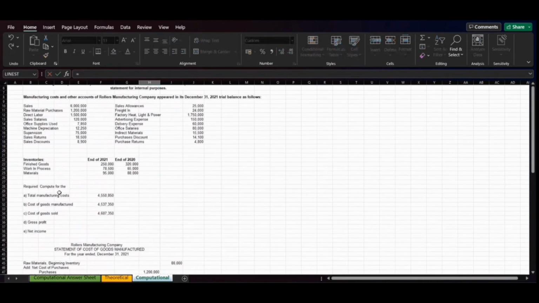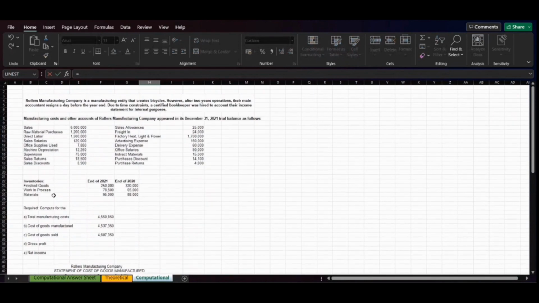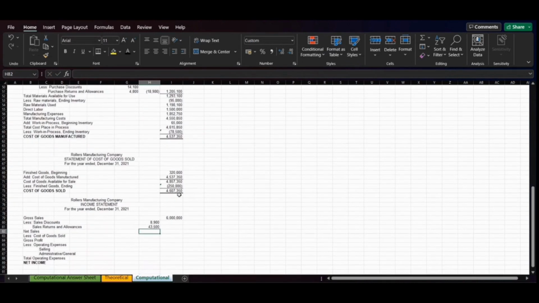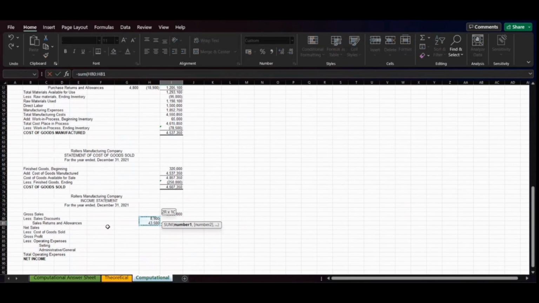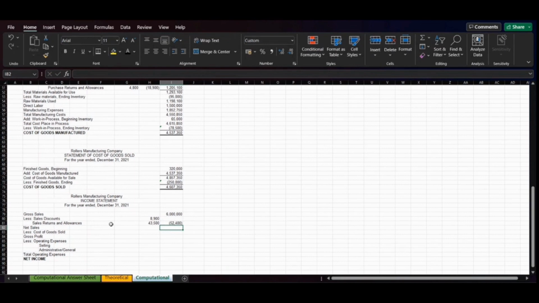So, meron tayong sales returns na 18,500 and sales allowances na 25,000. So, i-add natin itong sales discounts and sales returns, allowances. So, totally, meron silang 52,400. So, itong 52,400 is minus natin sa gross sales para makuha nga rin net sales.